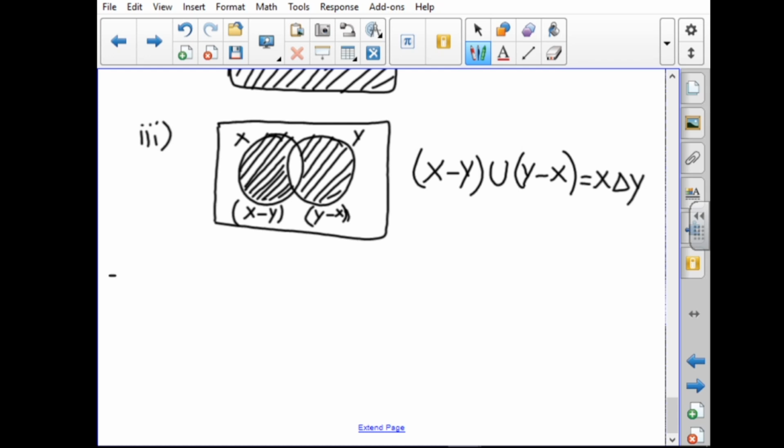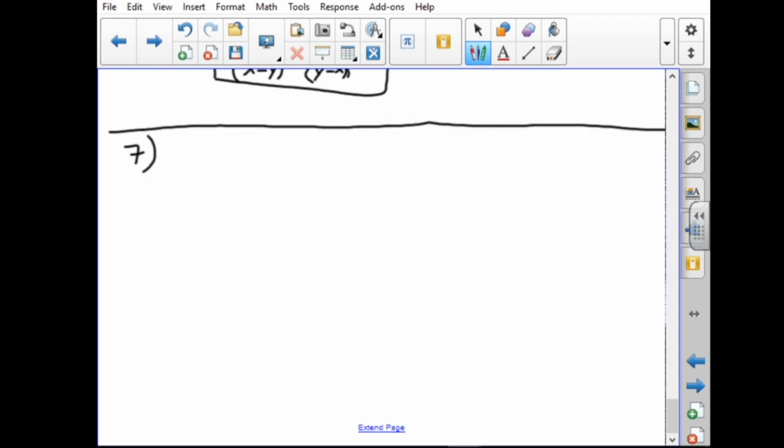Then last question, question number 7. Let A and B be two overlapping sets. That means the intersection part is not empty. Let A and B be two overlapping sets and the universal set U. Draw the appropriate Venn diagram for each of the following. So we have to draw the Venn diagram. First one, A union B.